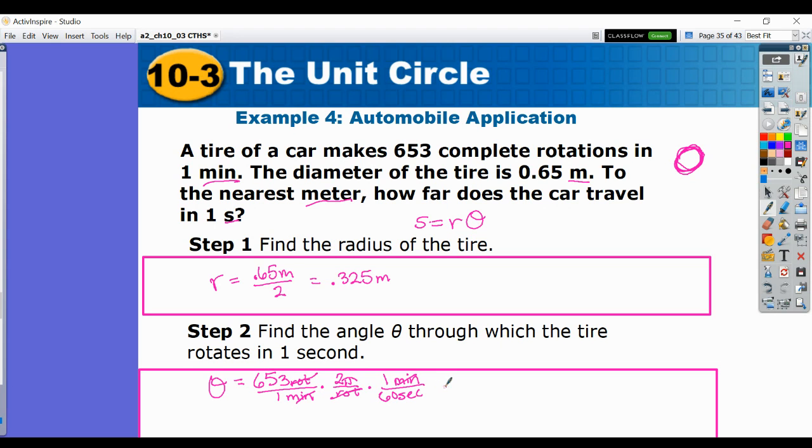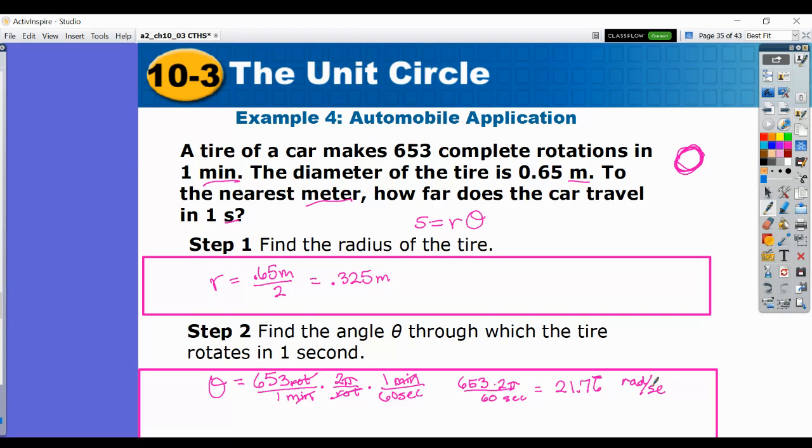So my angle is 653 times 2 times pi divided by 60. I'm going to write that out. 653 times 2 pi over 60 is, I've got a calculator here, 21.76 repeating. 21.76 with the 6 repeating. And that would be radians per second if we were doing units here.